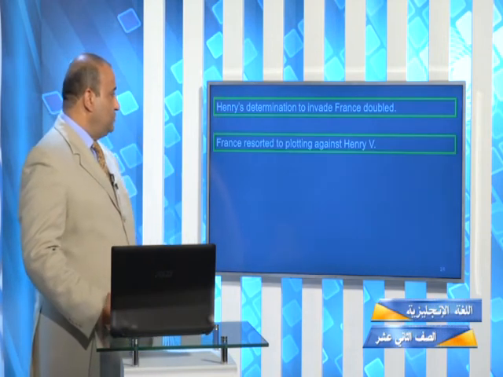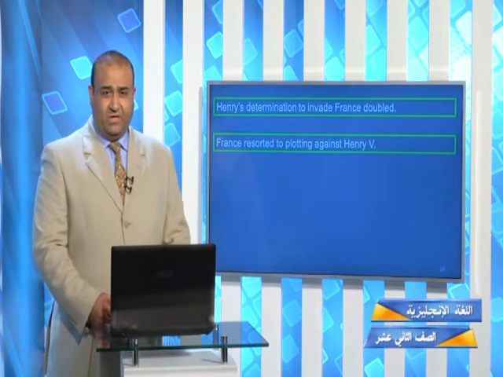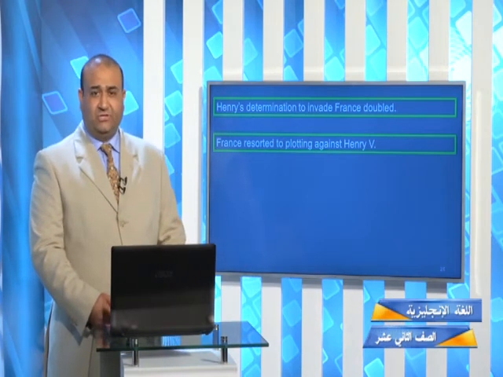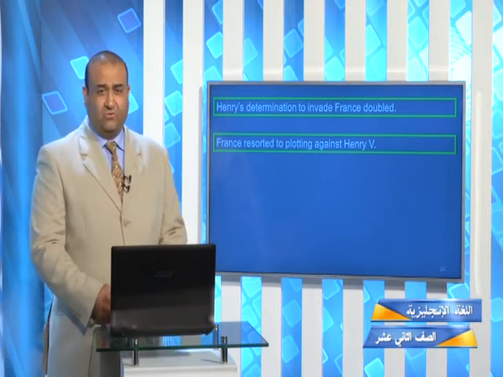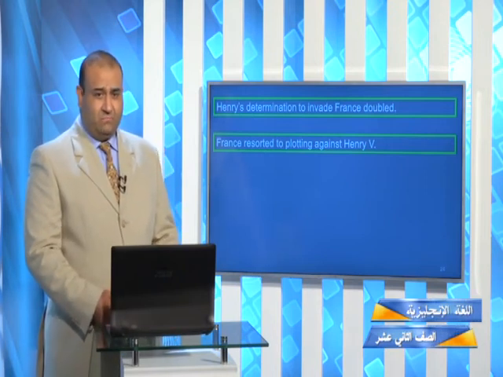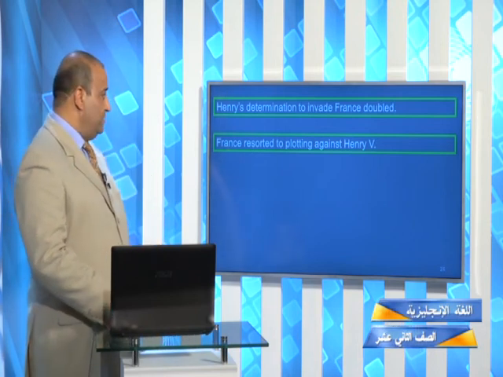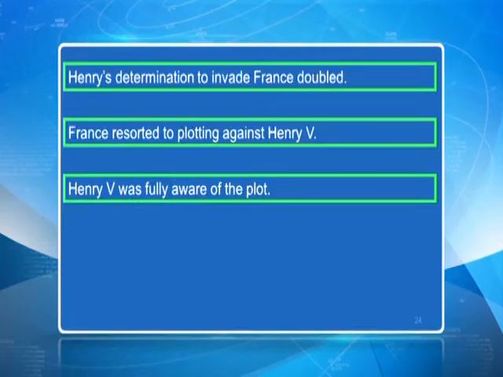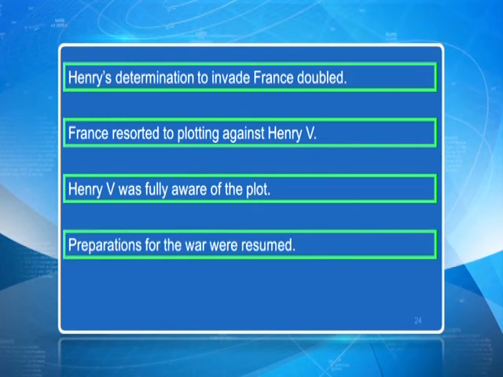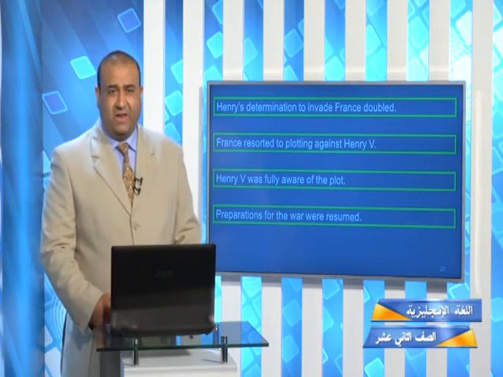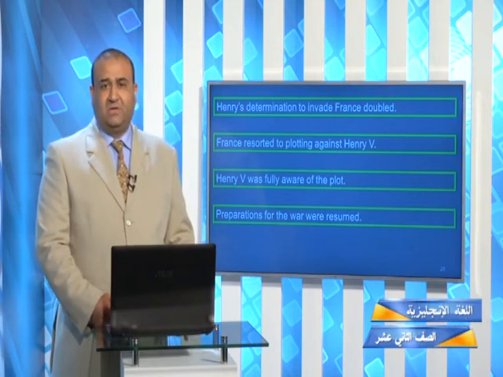So France resorted to plotting against Henry V. Okay, the king and his advisors decided to get rid of the king in order to avoid waging the war against England. Henry V was fully aware of the plot, and remember that he discovered that his close friends wanted to cheat him, so he knew about the plot and killed them. After this, preparations for the war were resumed. These are approximately the main ideas about episode 1.